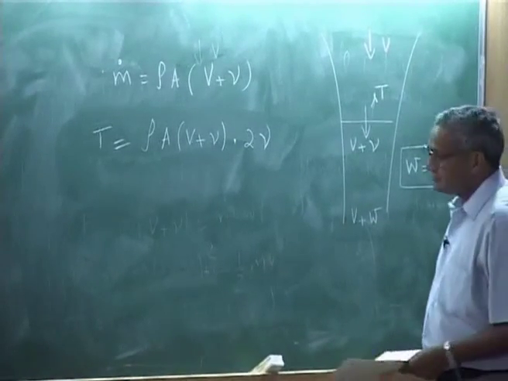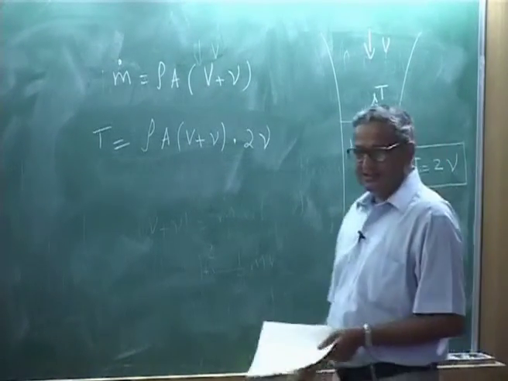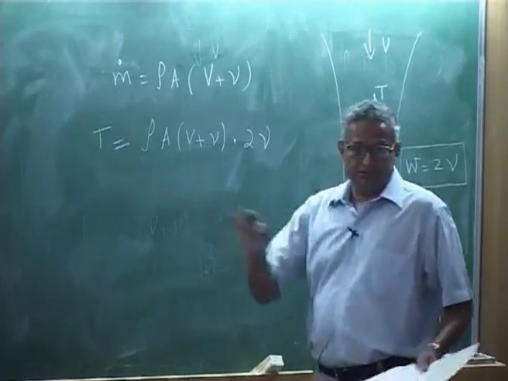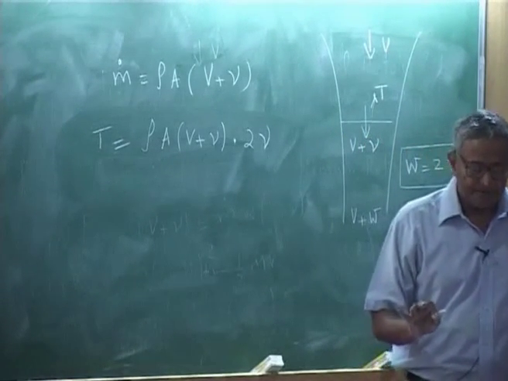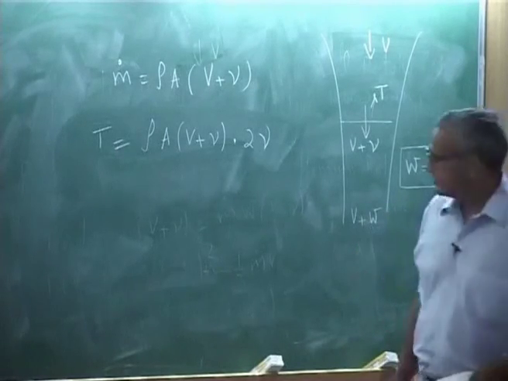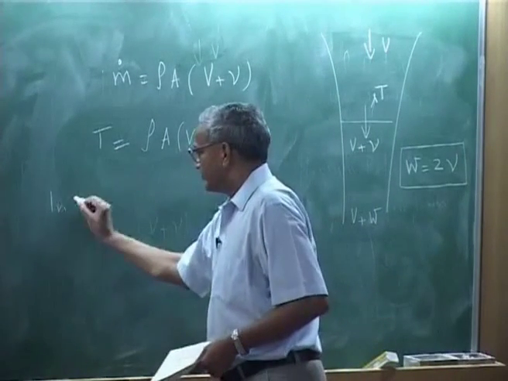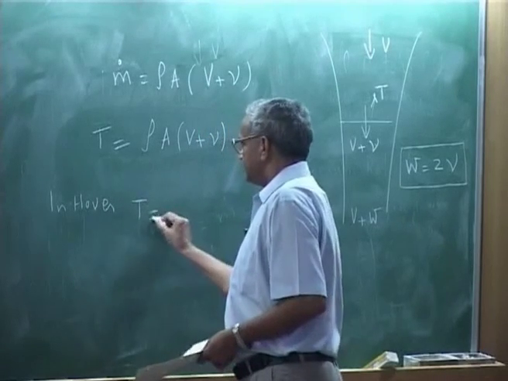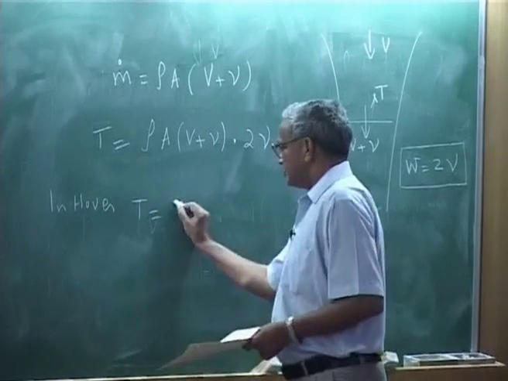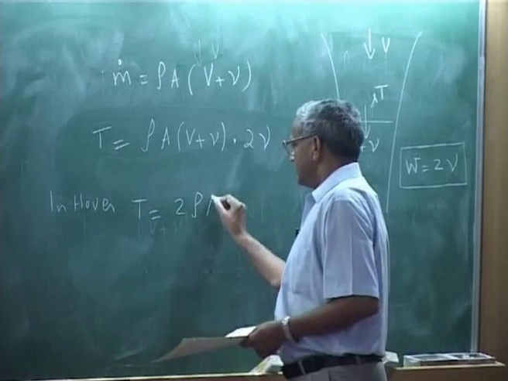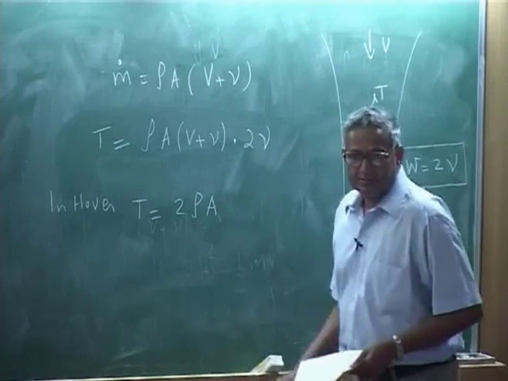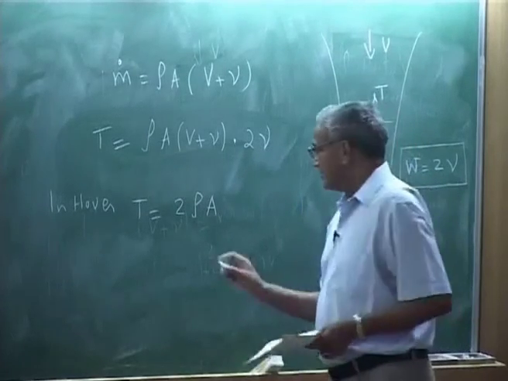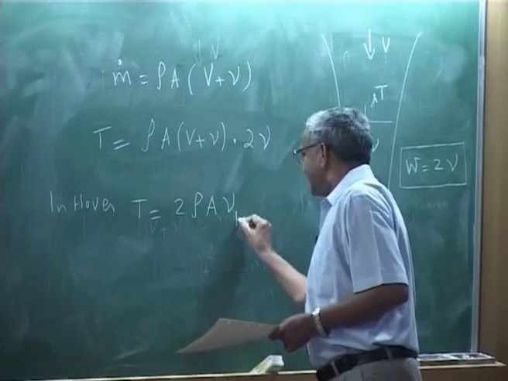Now, we will write this equation in terms of hover inflow, because thrust is equal to the weight of the helicopter. So, in hover T is what? 2 rho A nu h squared. This is there. So, I am going to use the symbol nu h.